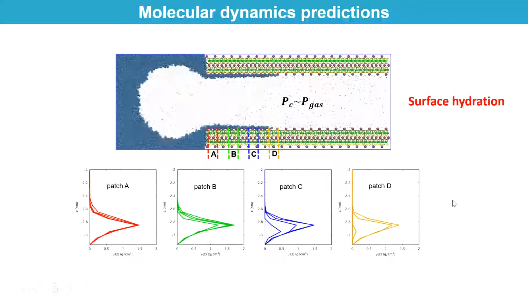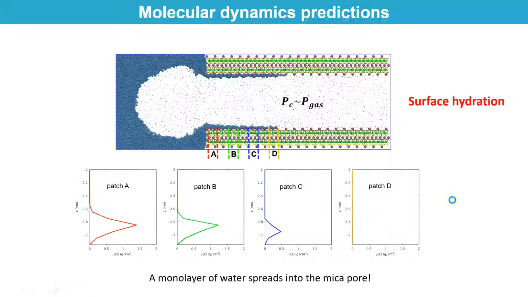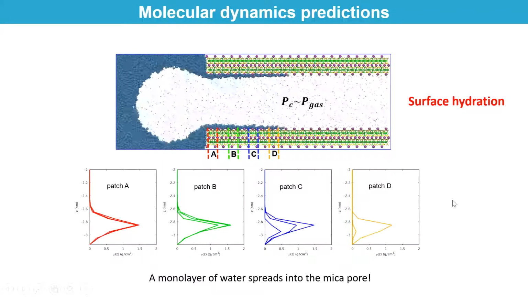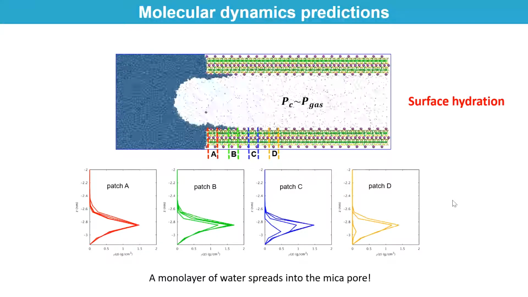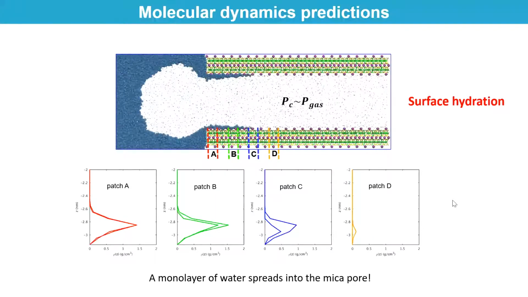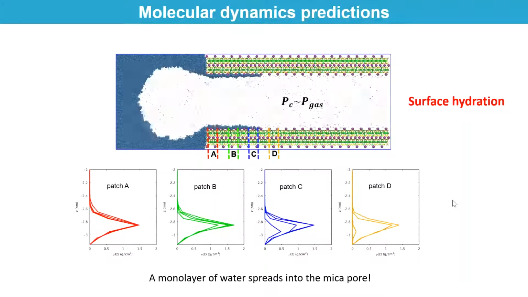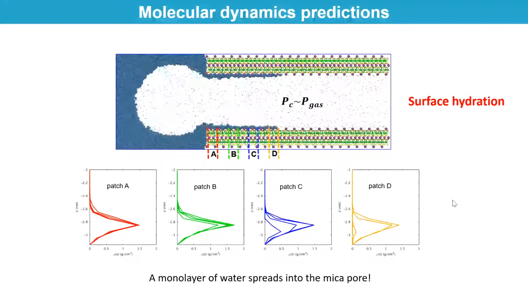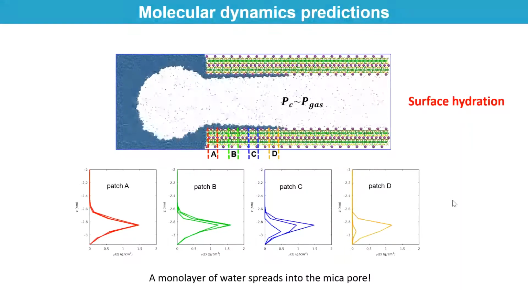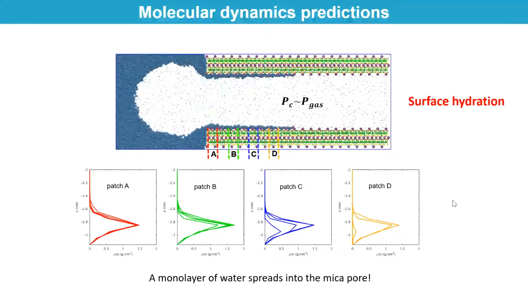But in all of these cases, what we found is that the water molecules spread onto the mica surface as a single monolayer. This is a phenomenon that we can call surface hydration. We can certainly not call it capillary flow because we don't see a bulk flow. And so what is causing this kind of non-classic hydrodynamic behavior?